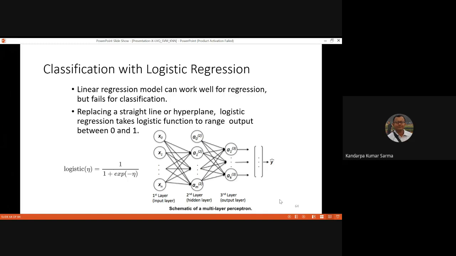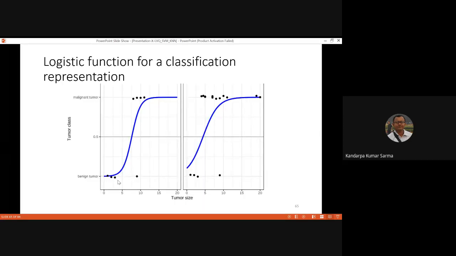For that we can use a neural computing model, where we can have a multiple layer network. On the first layer, second layer, third layer, the layers can have a logistic function. Here is a logistic function zone. By the use of the logistic function, we can generate logistic regression. So how can the logistic function be used for a classification representation?